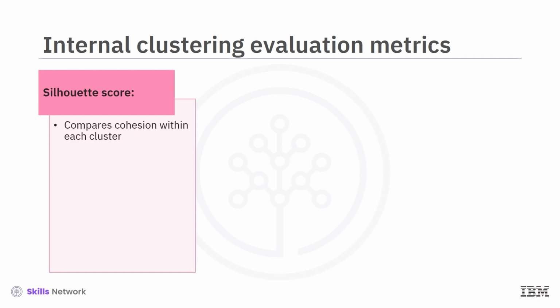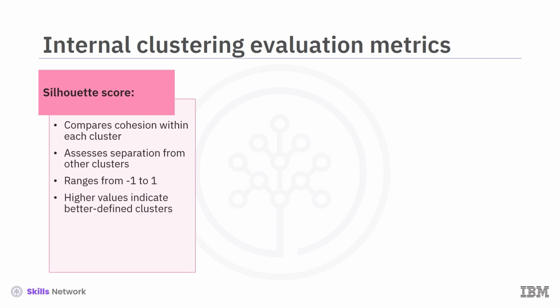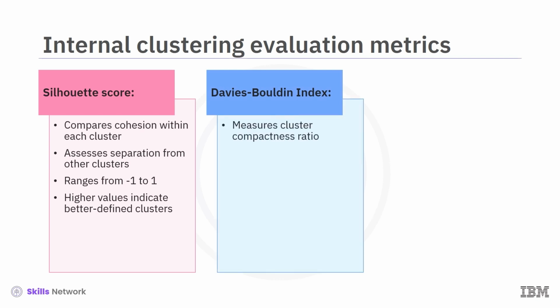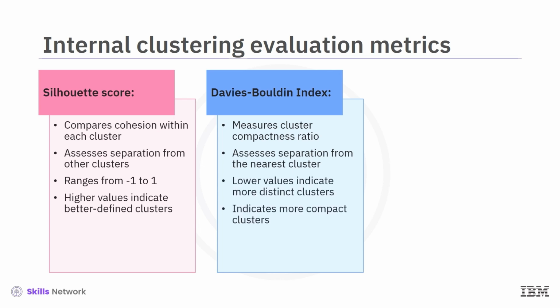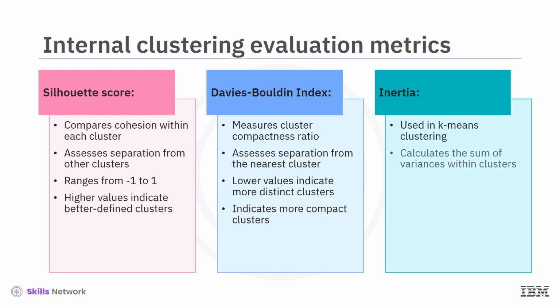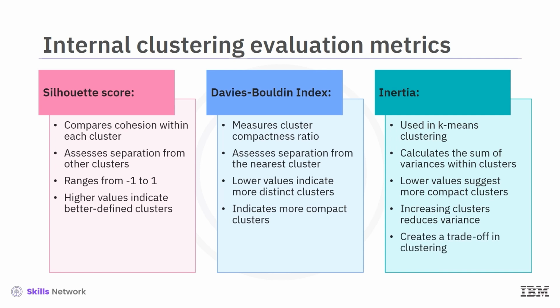Silhouette score compares cohesion within each cluster to separation from others, ranging from -1 to 1, with higher values indicating better defined clusters. The Davies-Bouldin index measures the average ratio of a cluster's compactness to its separation from the nearest cluster, with lower values indicating more distinct and compact clusters. Inertia in k-means clustering calculates the sum of variances within each cluster. Lower values suggest more compact clusters, but increasing the number of clusters reduces variance, creating a trade-off.